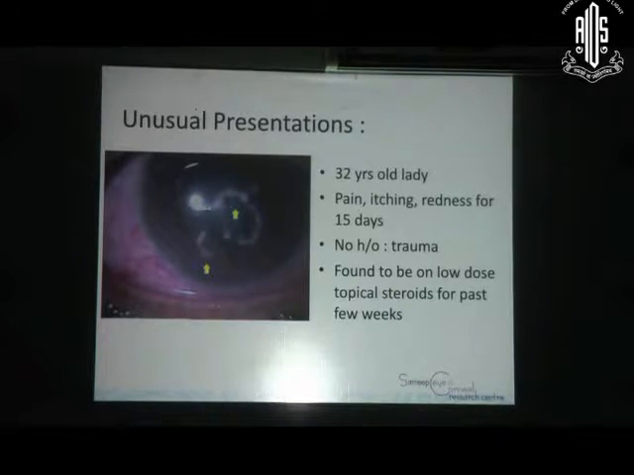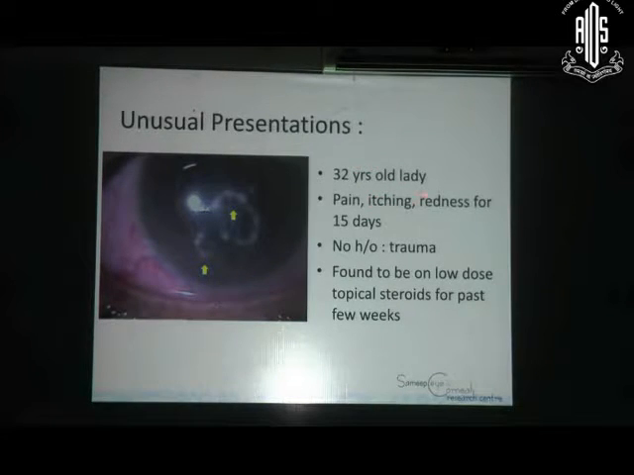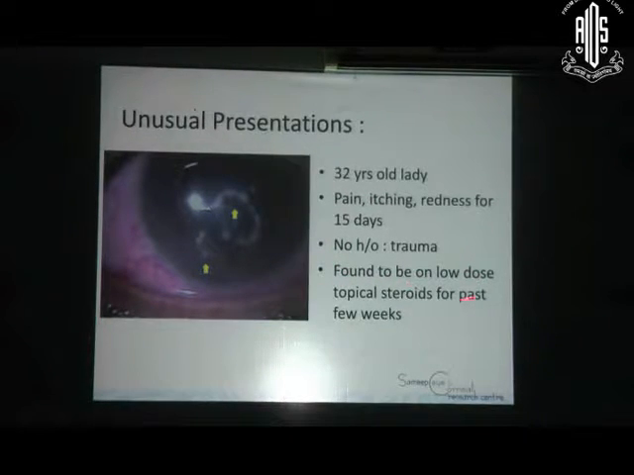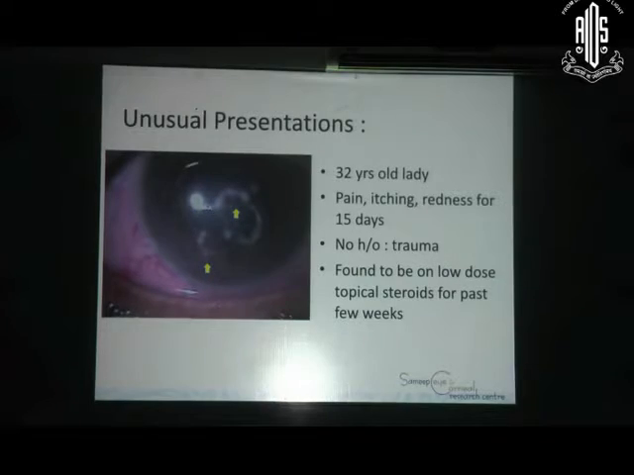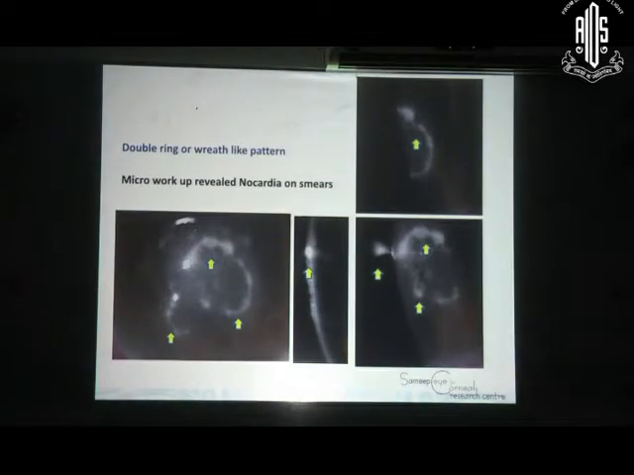This is another example of a similar case where a 32-year-old lady presented with pain, itching and redness of the eye for 15 days. There was no history of trauma. She was found to be on low-dose topical steroids for the past few weeks. It's very peculiar that they would be on treatment for a little longer period of time. As you notice here, there is a double ring kind of pattern. You can see this very peculiar ring with patchy infiltrate at the peripheral part of the cornea. The microbiology workup revealed the presence of Nocardia on smears.